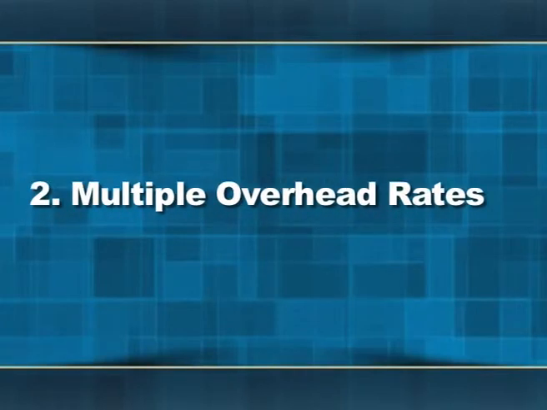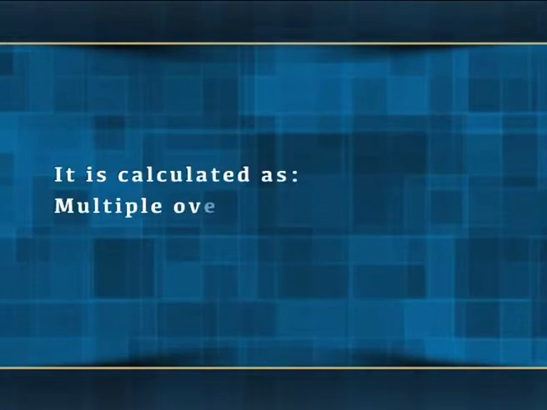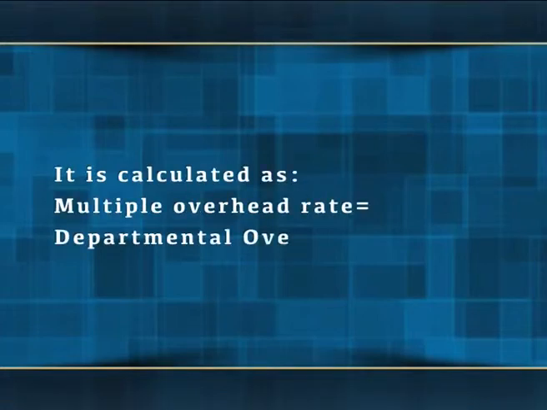Number 2. Multiple overhead rates. These overhead rates are calculated for each department or cost center. It is used in those cases where a product has to pass through a number of departments or cost centers. It is calculated as: multiple overhead rate is equal to departmental overheads divided by the base.